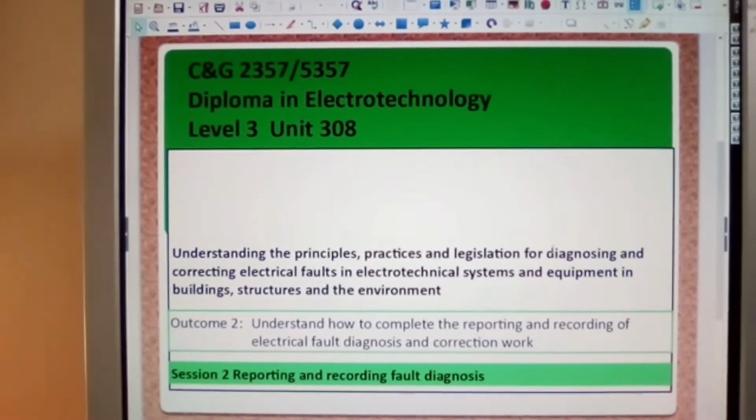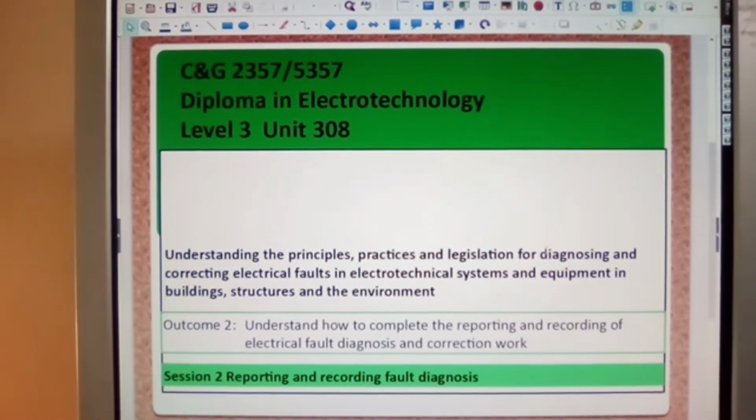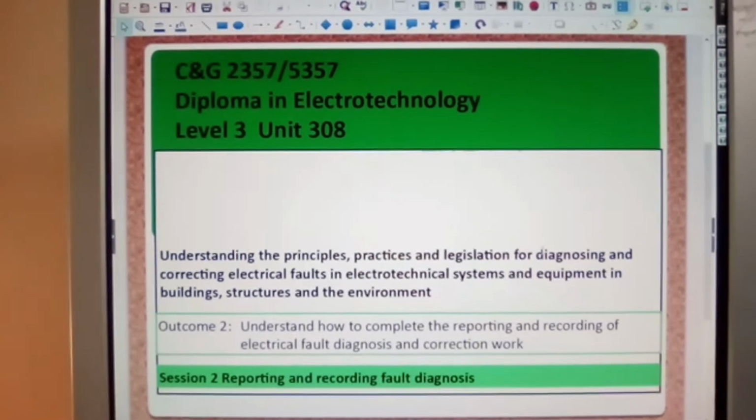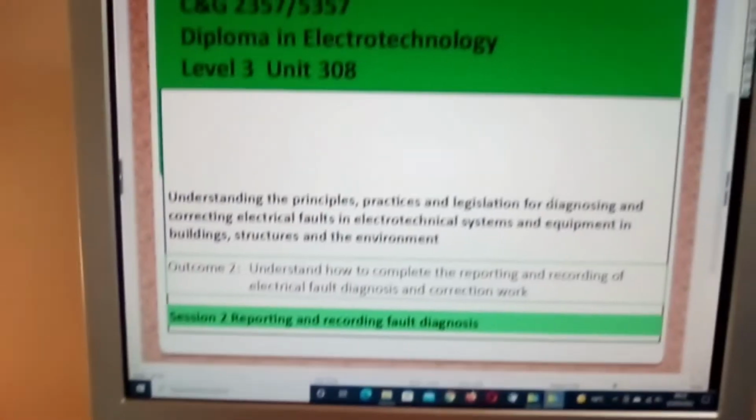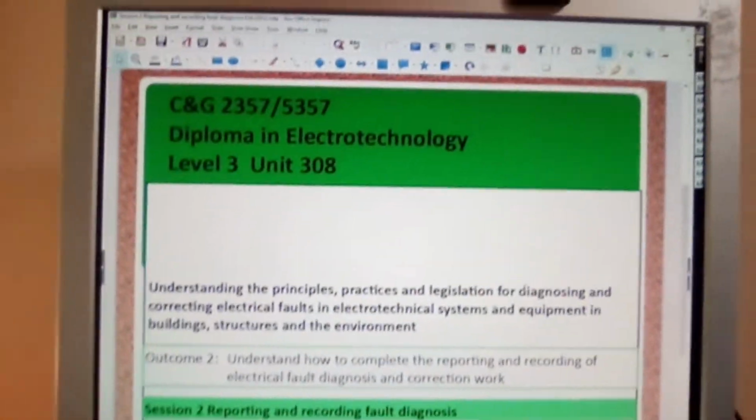Okay, welcome back. What I want to continue with is City&Guilds 2357 and the 5357. And again, as previously shown, this is what we're looking at.